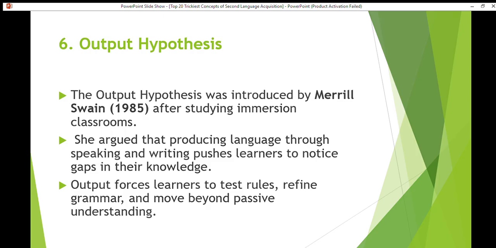Output hypothesis means learners also need to speak and write. When they try to express ideas, they realize what they do not know and try to improve. When a student tries to speak English in class, he notices his weak grammar.